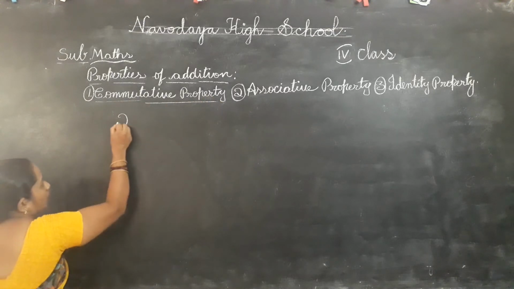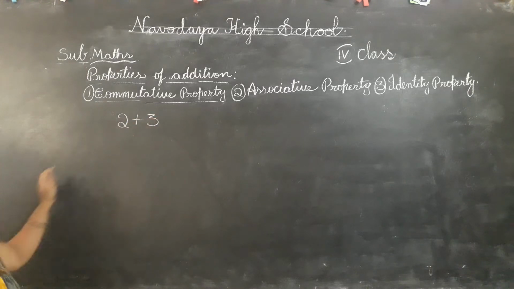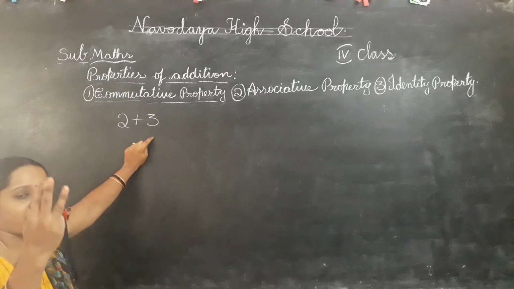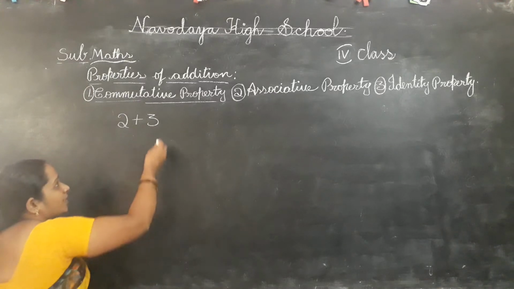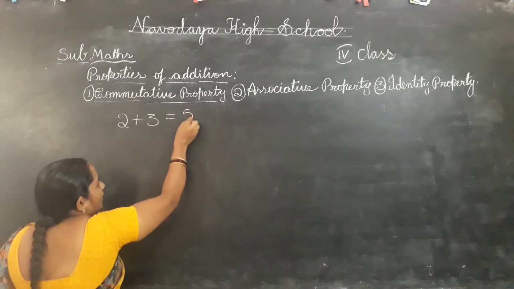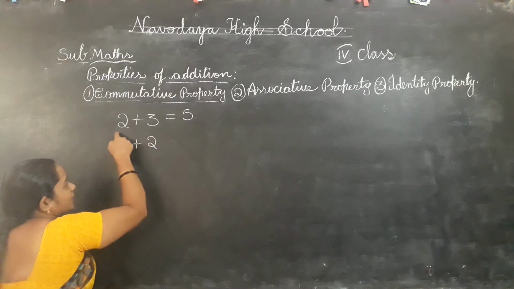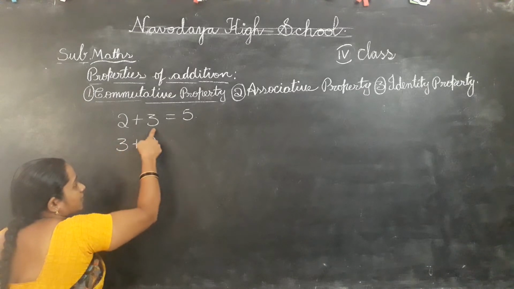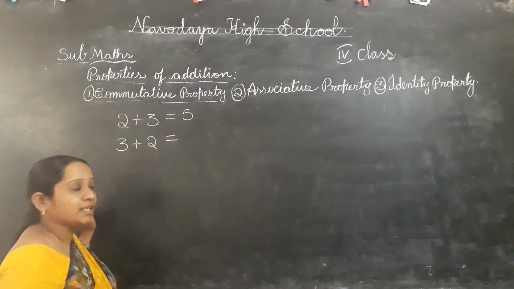Look here. 2 plus 3. How much? Take 3 fingers. 2 after 3, 4, 5. 2 plus 3 how much? 5. I am interchanging these two numbers, children. 3 plus 2. How much? 5.